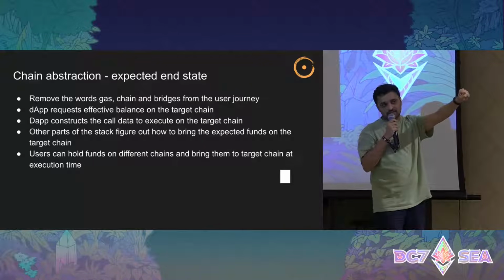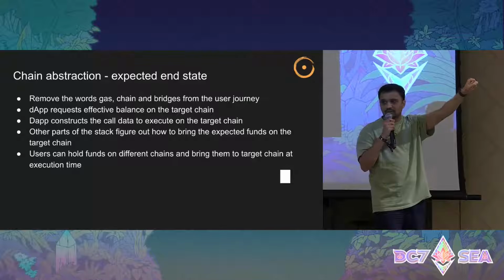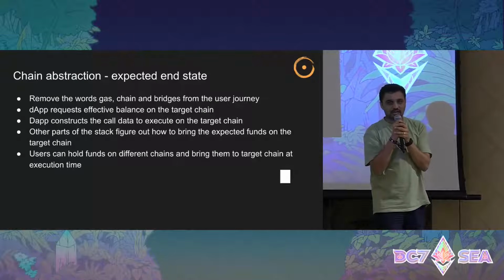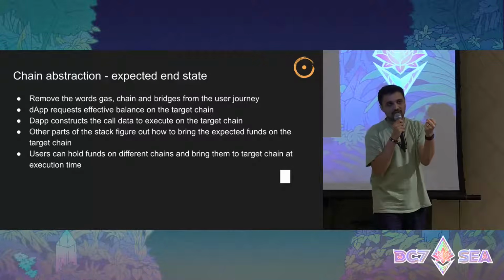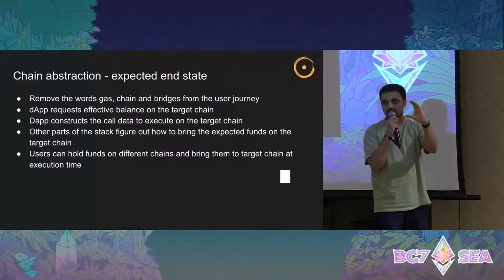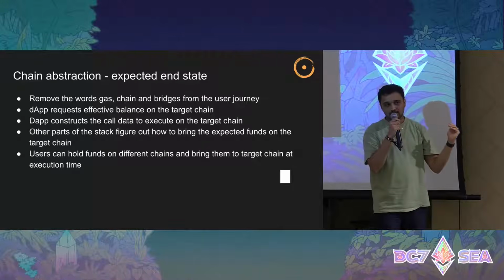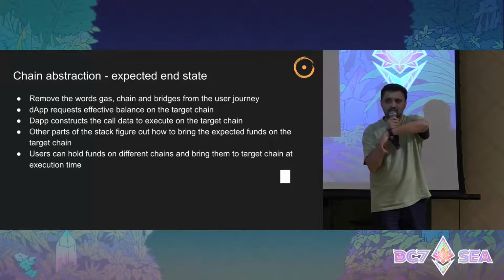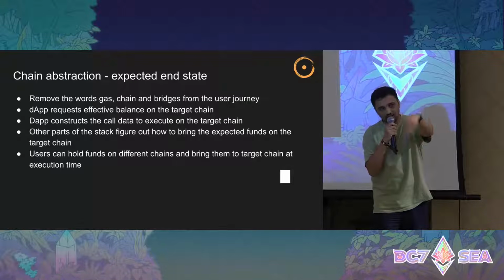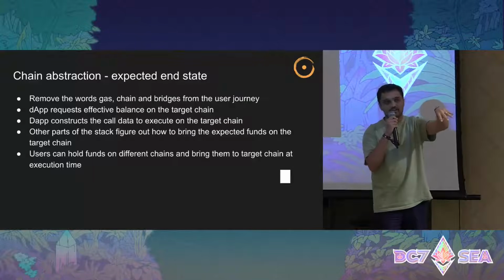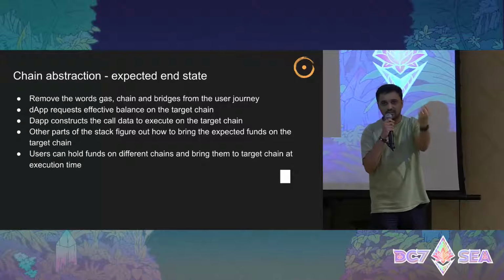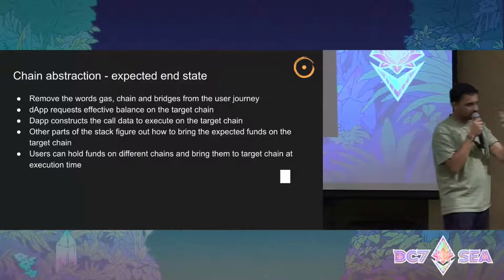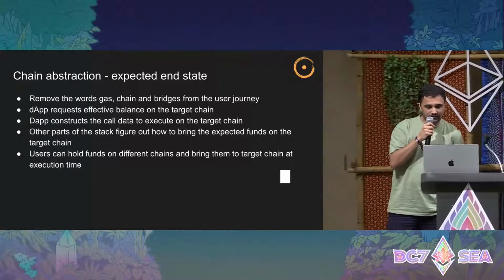The dApp requests either the wallet or the solver layer for the effective balance of the user on this particular domain, on this particular environment. And then, knowing that effective balance of the user on that environment, it can generate the call data that needs to be executed on the environment. All the process of pulling the funds from multiple domains into the target domain, into the target chain, is the responsibility of everything downstream: the permission layer, the solver layer, the settlement layer. The only thing the dApp cares about is the effective balance of my user over here, and then what call data, or intent, or whatever is the format I should generate to execute this.